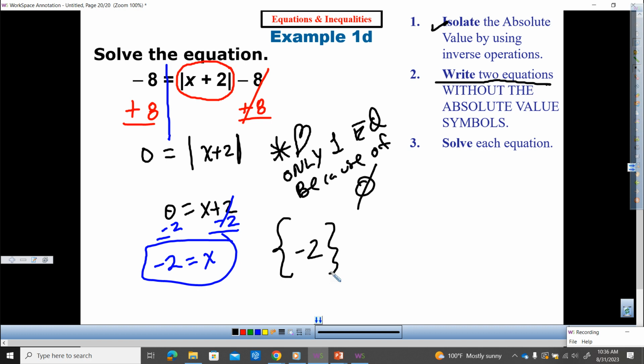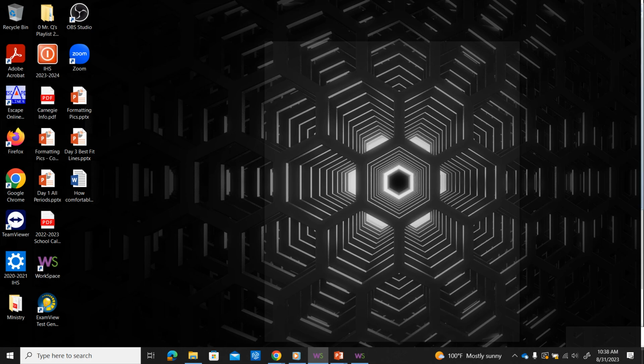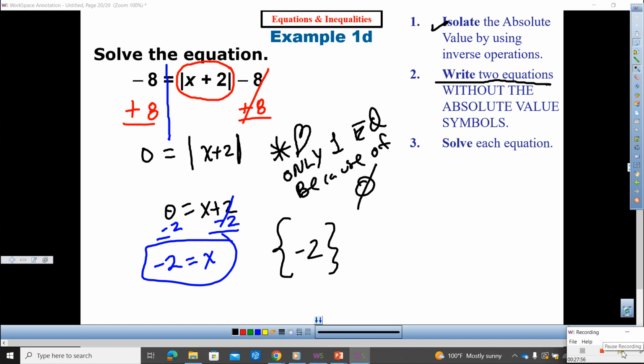From 1 to 5, how comfortable are you up to right there? All right, send me your notes. Hold on, let me check the screen. There it is. All right, not bad, yes? From 1 to 5, how comfortable are you with everything we've seen so far in absolute values? 4, 5, 4, 5, okay.